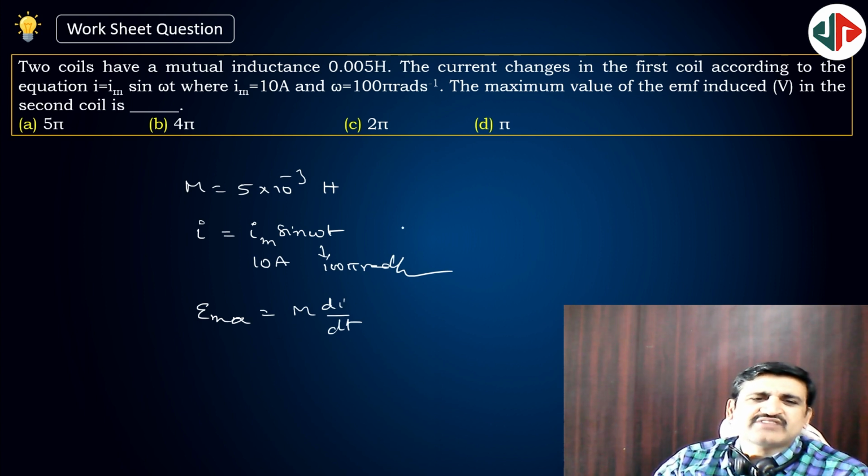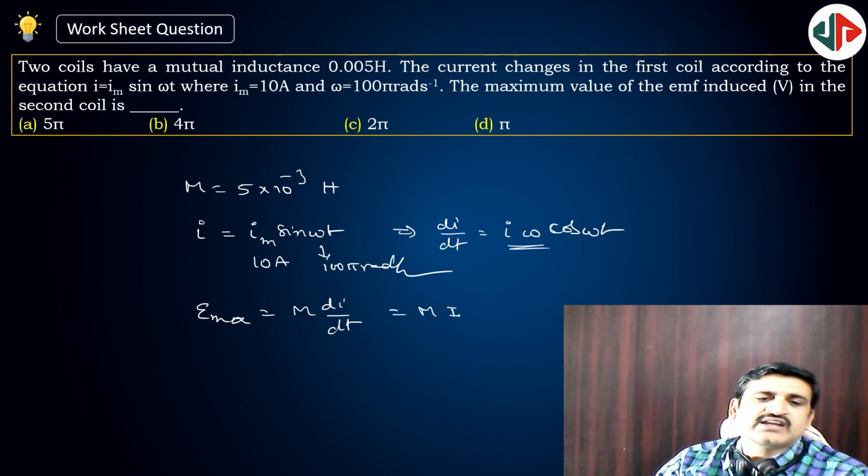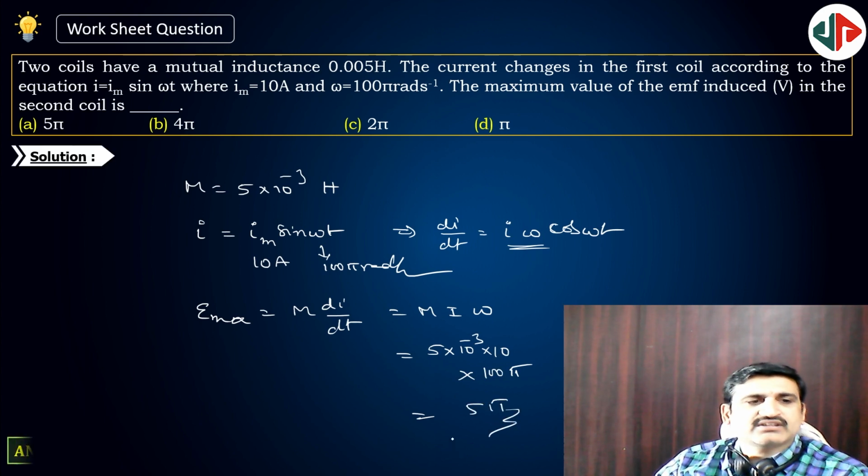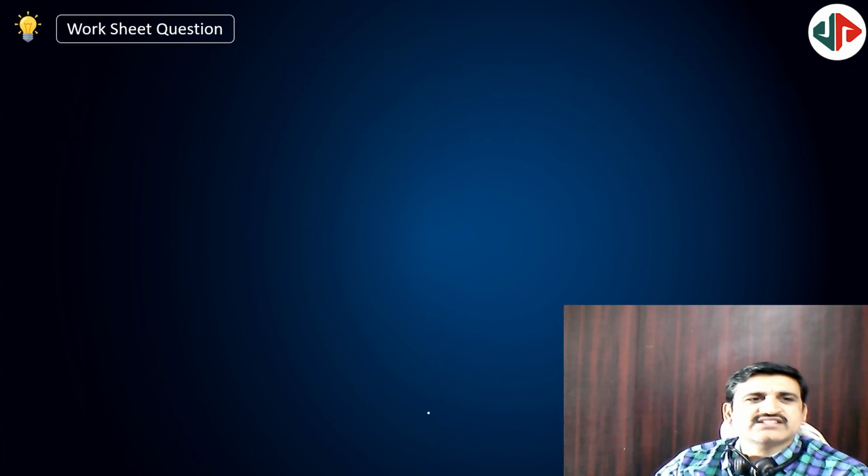I is given, so why don't you go for dI by dt? dI by dt is equal to I omega cos omega t. We can take the maximum value, so it is I omega only. That means M I omega. M value is 5 into 10 power minus 3, I value 10 amperes, and omega value 100 pi. So 10 power minus 3 will go, and it will be 5 pi then. Use some mathematical techniques.